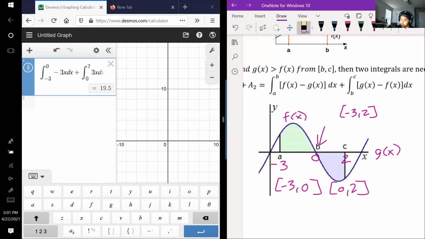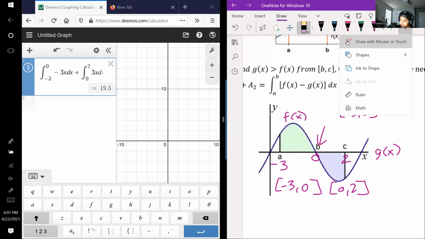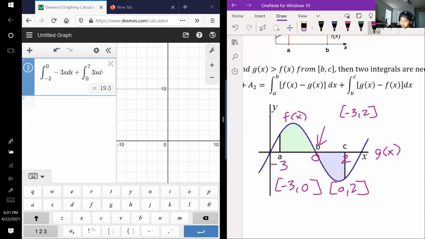Okay, and then to determine what the B is, is it just by looking at it? Yeah, that's it. Because now this is A to B, and now that's B to C.